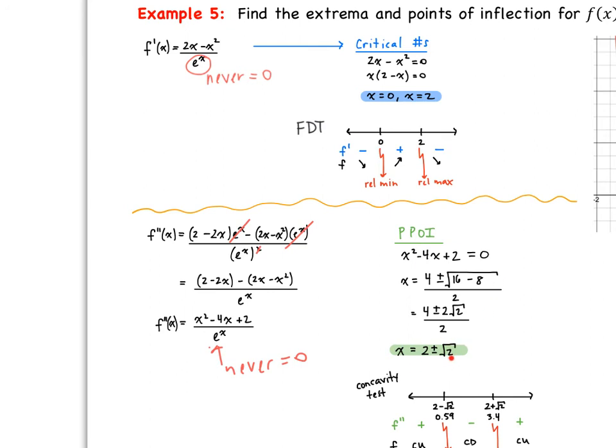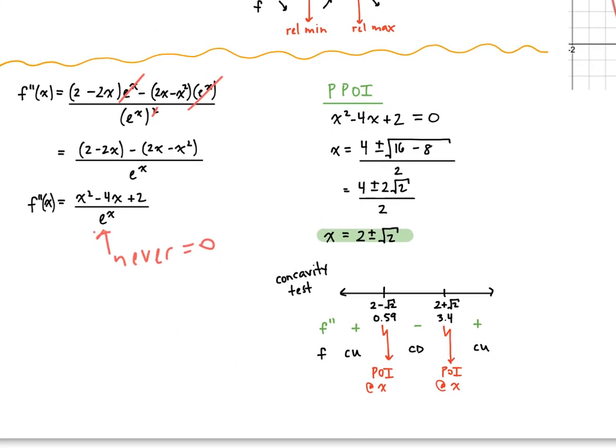And so we get 2 possible points of inflection, 2 plus root 2 and 2 minus root 2. And now we get to our concavity test. Okay, remember it's not the second derivative test, it's the concavity test. All right, so we're going to figure out 2 minus root 2 is about 0.59 and 2 plus root 2 is about 3.4. f double prime is going to be positive in this interval, negative here and positive to the right. So when f double prime is positive, f is concave up. Negative, we're concave down. Back to positive, we're concave up.